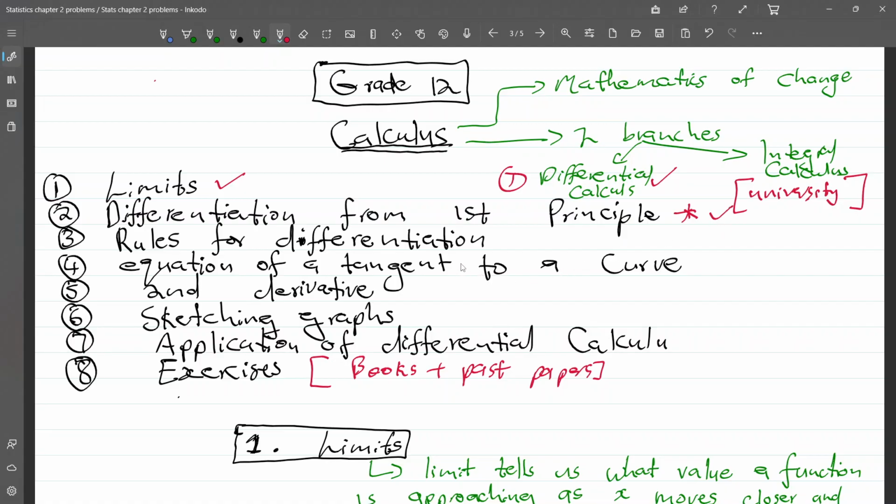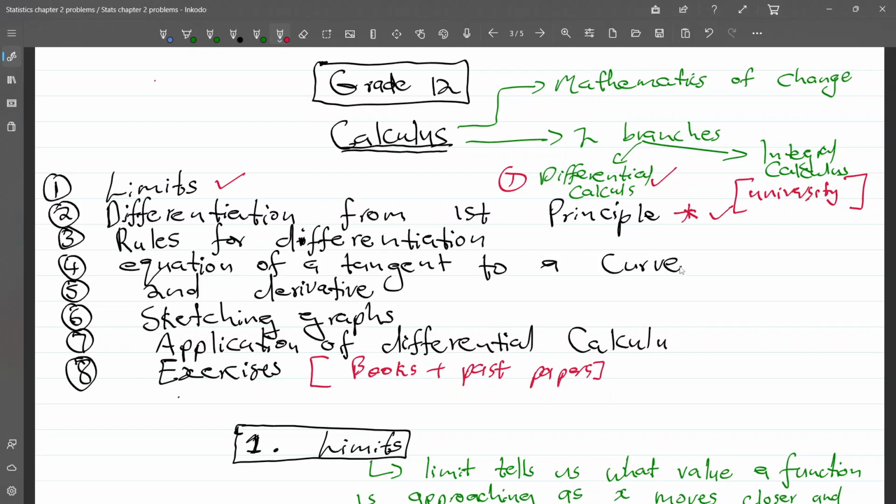You will see it. Then we have rules for differentiation. This is just a shortcut for section number 2, because section number 2 is long. They can just give you a simple function to solve using differentiation from first principle. The rules for differentiation help us to solve that problem in a very simple and fast way. So it's just a shortcut.